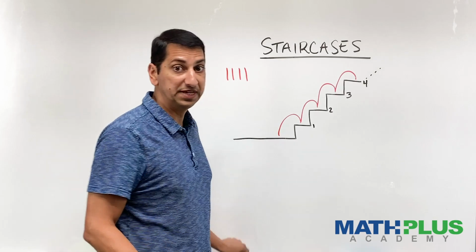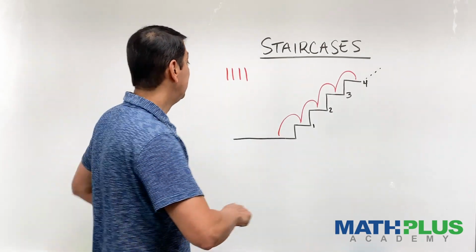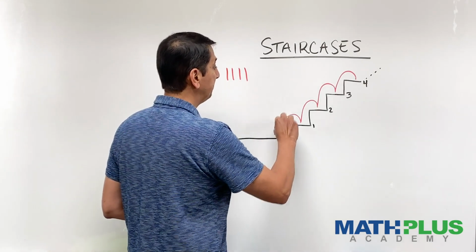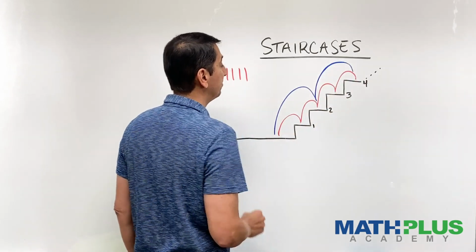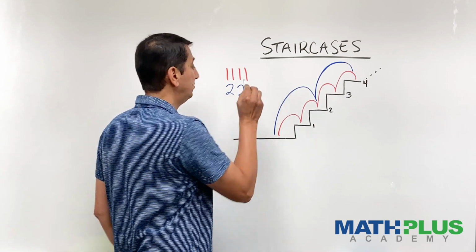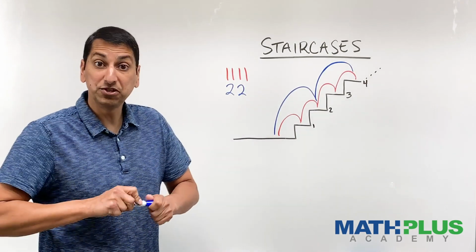Now, I might do something else. I might take all double steps. So I'd start from here, and I'd skip the first step, go straight to the second step, and I'd skip the third and go straight to the fourth. And that looks like 2 double steps, just like that. So that's 2 ways already.